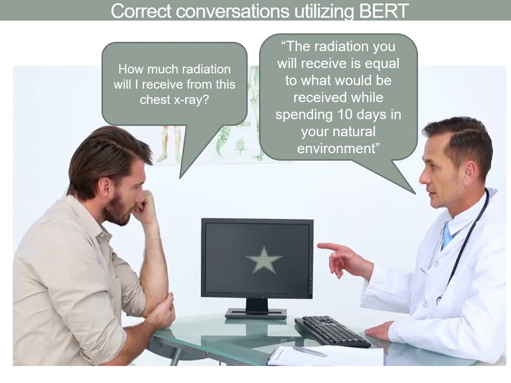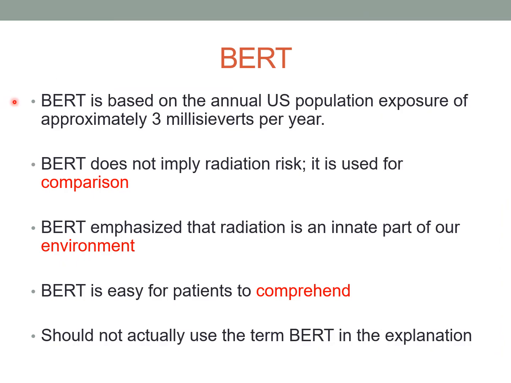So, correct conversion utilizing BERT. How much radiation will I receive from this chest X-ray? The radiation you will receive is equal to what you would get spending 10 days in your natural environment. BERT is based on the annual U.S. population exposure of approximately 3 millisieverts per year. BERT does not imply radiation risk. It is used just for comparison. BERT emphasizes that radiation is an innate part of our environment. BERT is easy for patients to comprehend. We should not use the word BERT in the explanation.